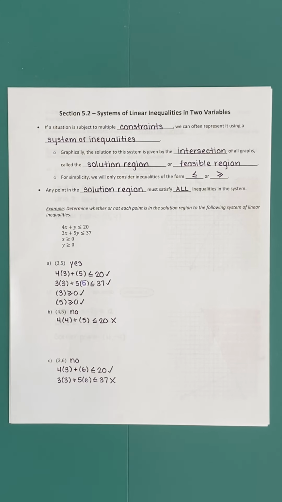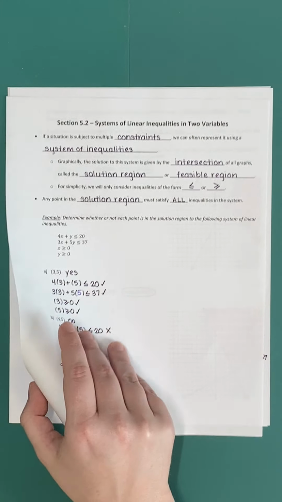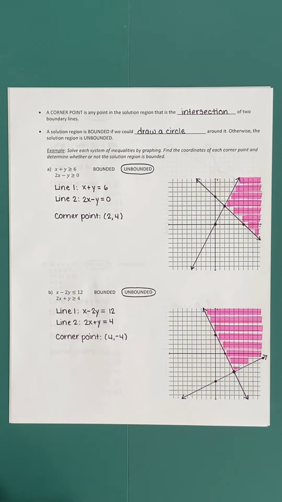Any location where our graphs overlap represents a location where we have solutions to our system. So let's look at some examples. First off, we need to define some terminology.